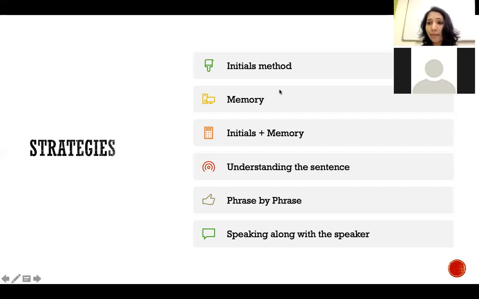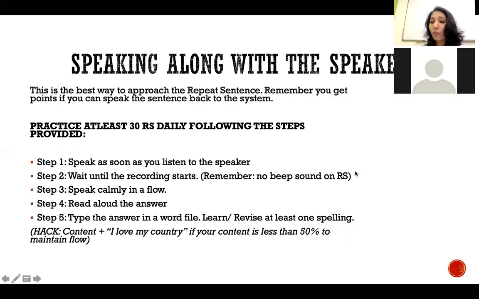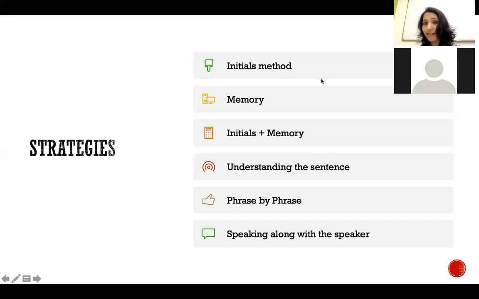So for you to determine what your best strategy is, you will need to practice a minimum of 10 to 12 questions with each of these strategies to determine which method is your go-to, because each one is different. Some students might be really good when they take the initial letters, and some students might just be okay with their memory. Some students need to go with initials and memory. This is one of the most popular methods, initials and memory, and some students might need to adopt this method.